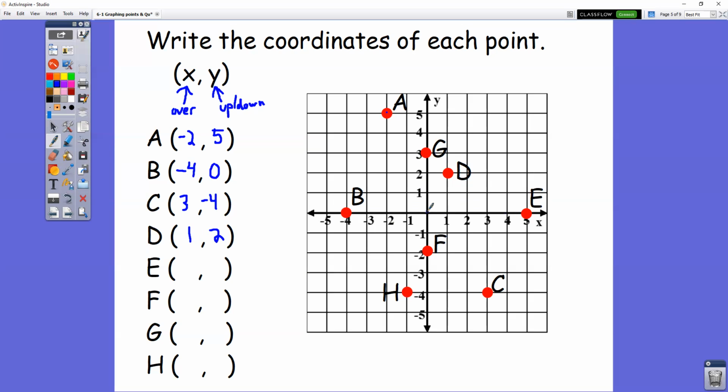E. Now, E is a little bit tricky because it's on that x-axis. Starting in the middle, we're going over to 5, and then we're not going up or down any. So over to 5 and up 0.